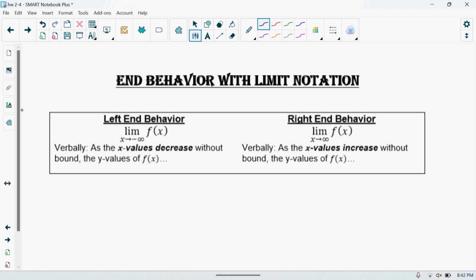So end behavior with limit notation. Our left end behavior is as x goes to negative infinity, because on an xy axis, my x's on the left go to negative infinity. And that's where my x values decrease without bound. My right-hand limit, or my right-hand end behavior, is going to approach positive infinity. So on the right side, I'm going to positive infinity. And this is as my x values increase without bound.